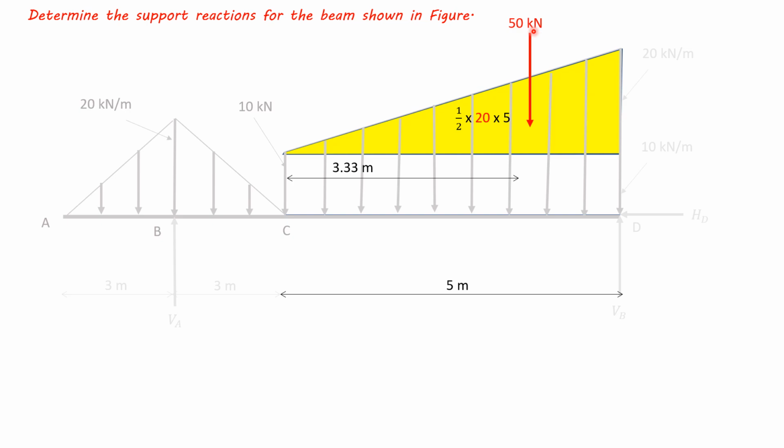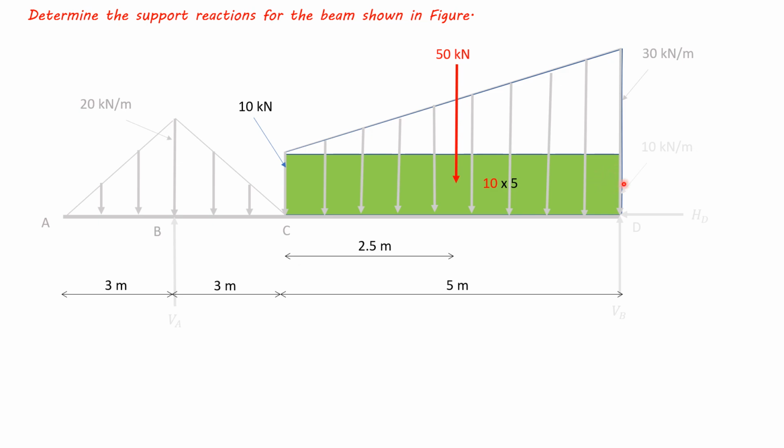So for triangle, single point load of 50 kilonewton, that is half 20 into 5, 50. It will be acting at 2/3 from the apex. 2/3 of 5 will be 3.34 meters from apex, or from base 1/3 of 5 it will come to 2.67 meters from base.